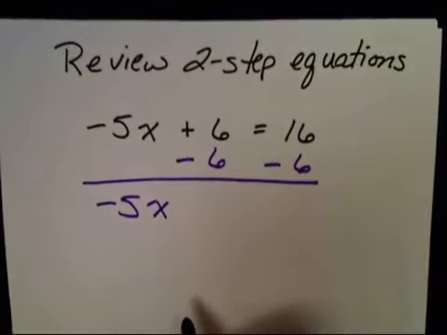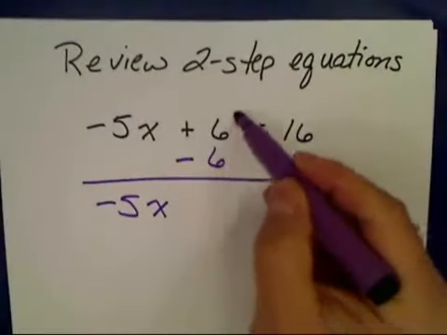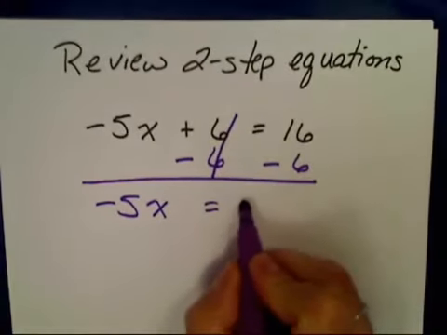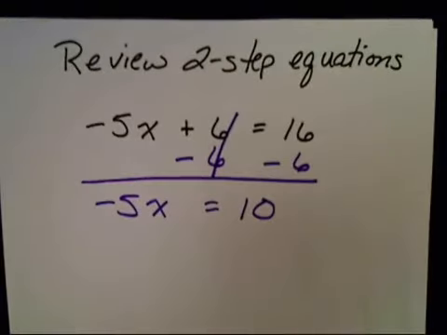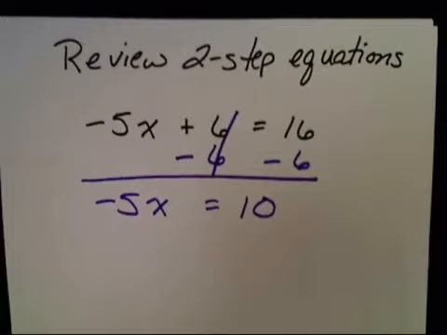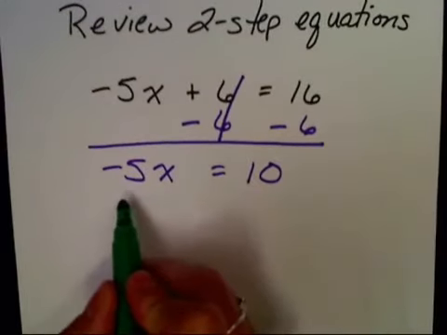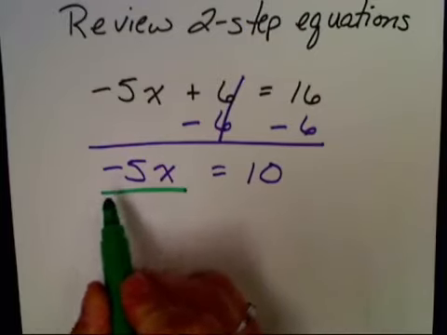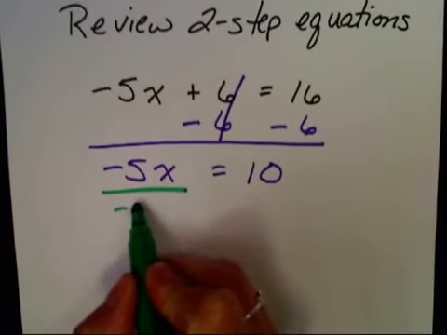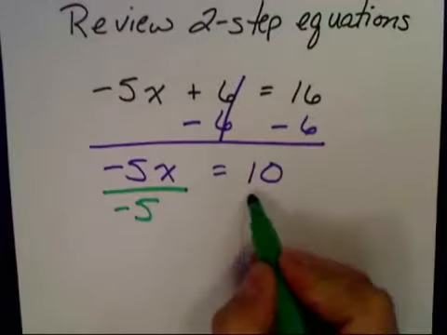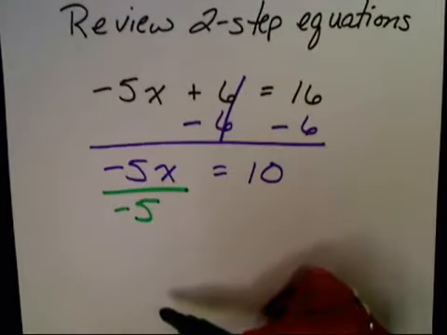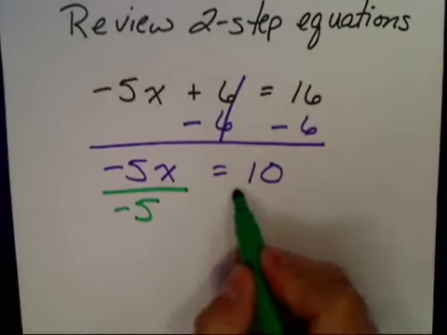We now have just our negative 5x on that side. 6 minus 6 is 0. And on the right side, 16 minus 6 gives us 10. Now we have this multiplication that we have to undo. So in order to do that, we once again divide. Now whenever you multiply or divide, you keep the sign of the number in front because we want to find out a positive x. And two of the same sign when multiplying or dividing is a good thing, meaning it gives you a positive answer.